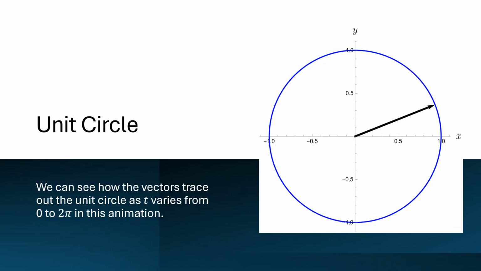And so we can see, as I change my values of t here, these vectors move along the unit circle and they just trace out the whole unit circle. So as my t goes from 0 to 2 pi here, it will give me the entire unit circle.